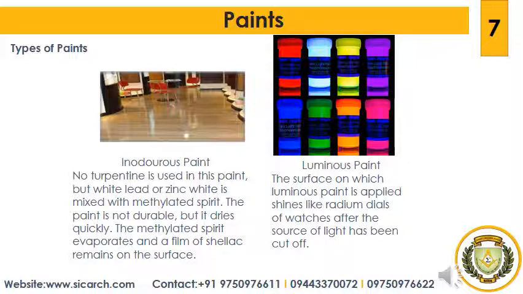So the next type of paint that we are going to see is luminous paint. This paint contains calcium sulfide with varnish. The surface on which luminous paint is applied shines like radium dials on watches after the source of light has been cut off. The paint should be applied on surfaces which are free from corrosion or any other lead paint.